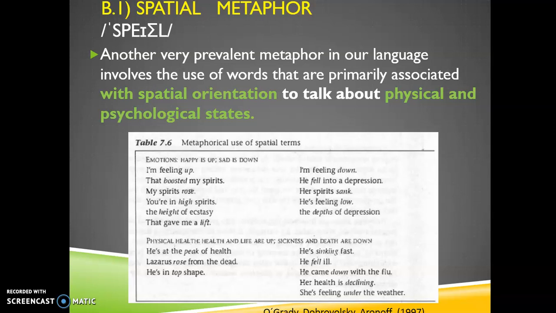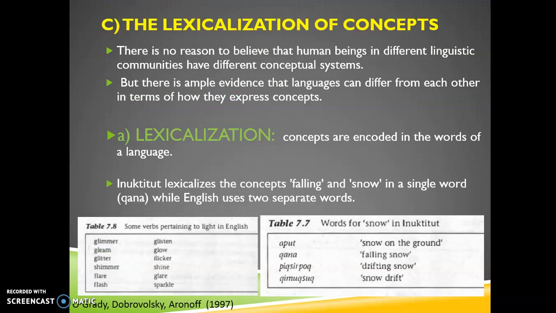For physical health, life and health are up, sickness and death are down. He's at the peak of health. He's sinking fast. He fell ill. Lazarus rose from the dead. He's in top shape. Okay, you see that we have spatial metaphors, yes?